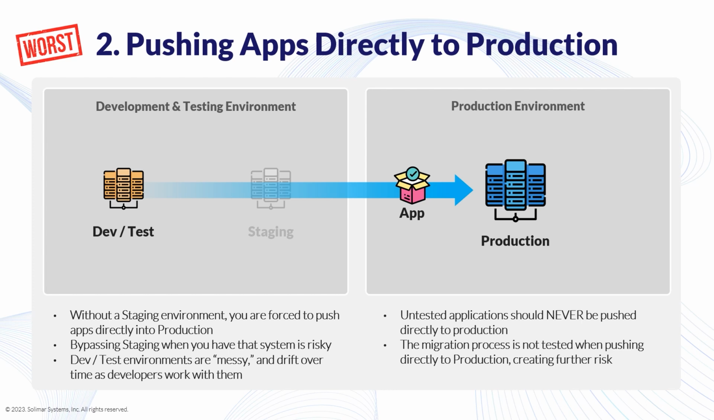Customers who don't have a staging environment are forced to push applications directly from dev test into production. This can be risky. Many times, dev test environments have tools, libraries, and other components that are not available in staging and production. So the developer runs the app and it works fine there. They push it into production and it doesn't work because of a missing or a different version of a library installed as part of the development environment.